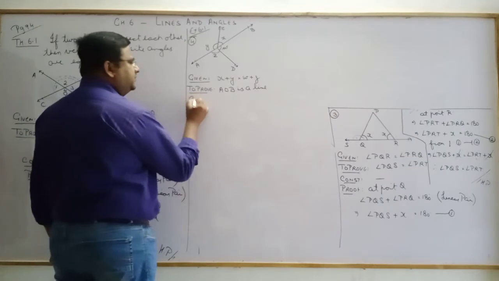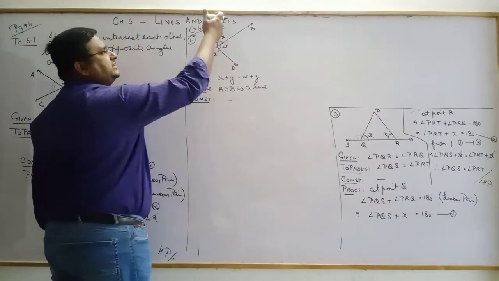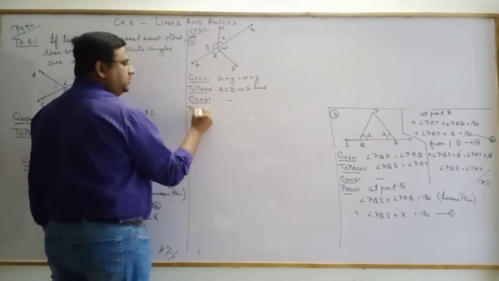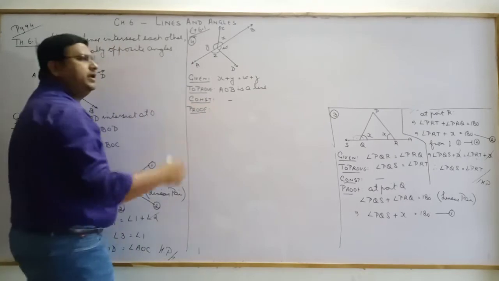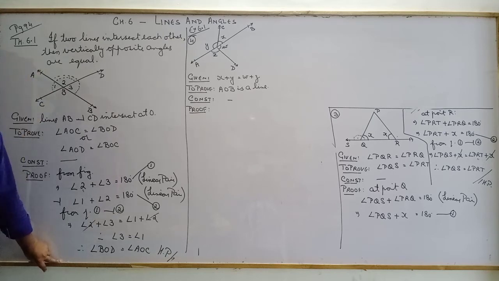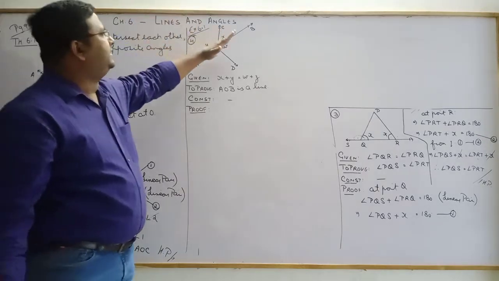So nothing is visible. What do we do? No straight lines are there. Is this a straight line? No. So no vertically opposite angles are formed. Then think and observe. Nothing is visible. No straight line means we need to prove that this is 180.